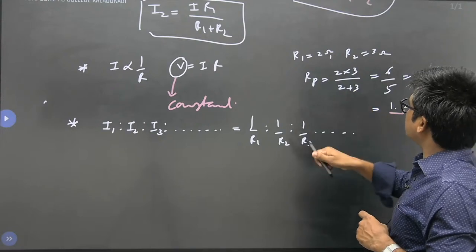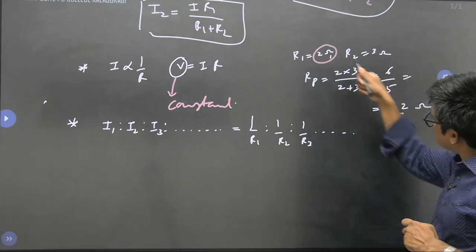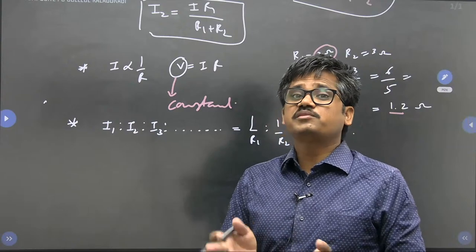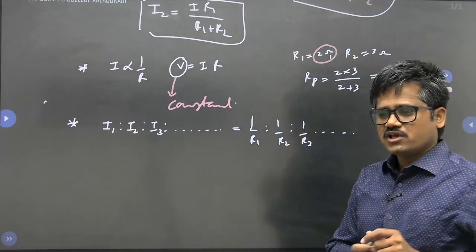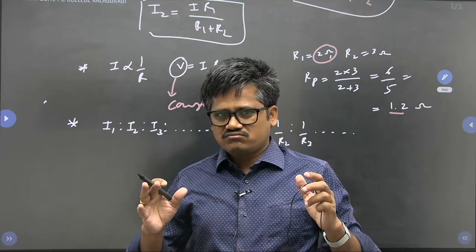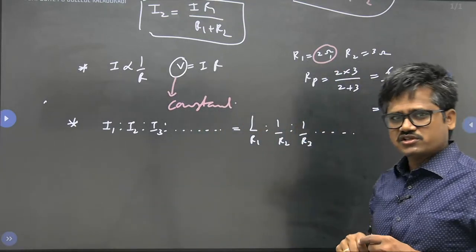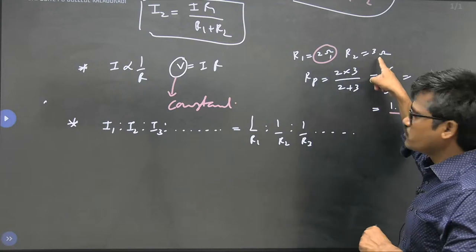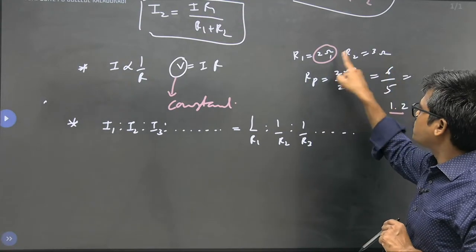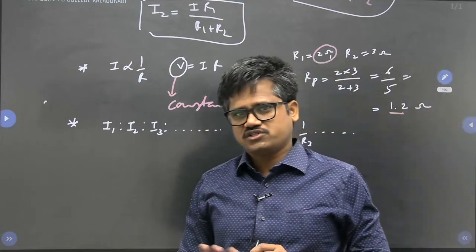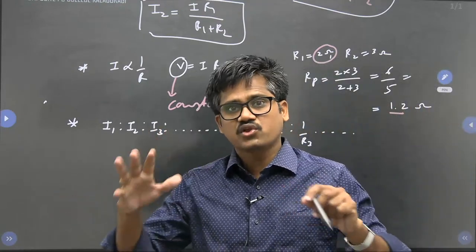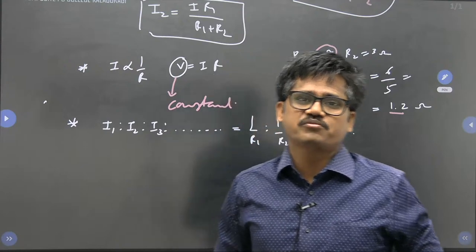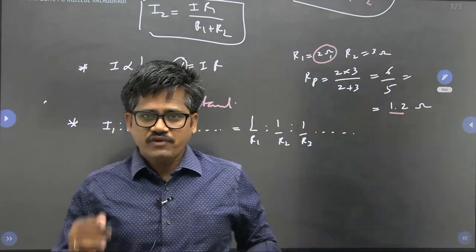Now look at this value. This value is lesser than the least. This 2 ohm is the least, and this is lesser than the least. Conclusion is what? In parallel combination, effective resistance will be lesser than the least. Remember always. For example, you have 2 ohm and 3 ohm resistors, but if your circuit demands more than 3 ohm, then you go for series combination. If your circuit demands less than 2 ohm, you go for parallel combination. Simple. If you want something less than the least among your resistances, which combination do you prefer? Parallel combination.